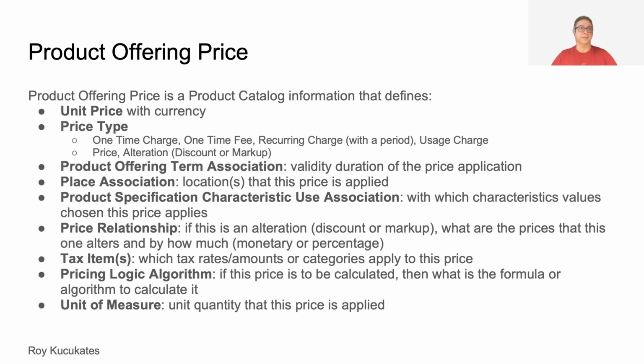Tax items is another sub-entity of price. What are the tax rates or categories that apply to this price can be specified. And the pricing logic algorithm, which can be used for penalties, or if the price is complex to calculate, there is no fixed amount and it's always calculated through a formula. You can associate the formula to the price entity so that it is always calculated when it is displayed to the customers. And unit of measure, of course, is the unit quantity that this price is applied to, whether this is per megabyte, per gigabyte, per minute, or hours, or days, etc.